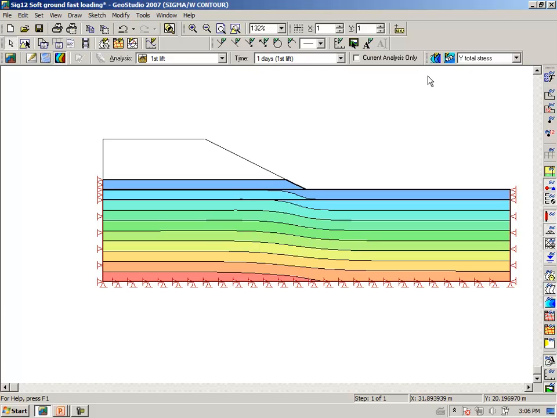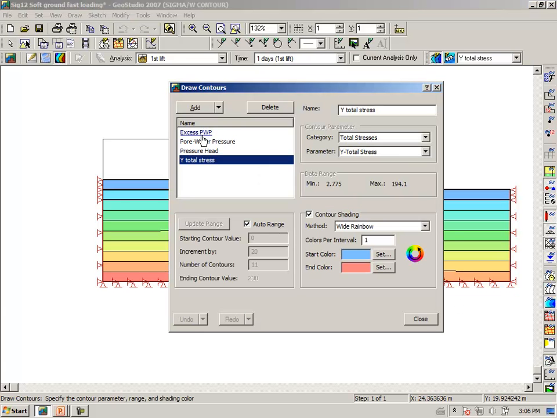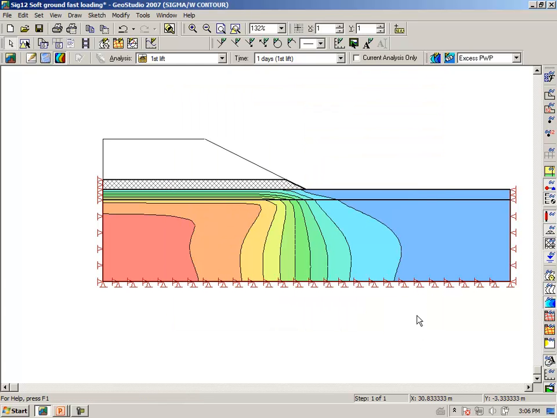and let us contour excess pore water pressure. And as we see, here are our excess pore pressures. These are pore pressures that have been generated as a result of the placement of the first meter of fill. And that seems to be reasonable, that the largest excess pore pressures are under the center line of the embankment, and we seem to be tending in the correct direction. So let's assume that we have done everything correct at this stage.